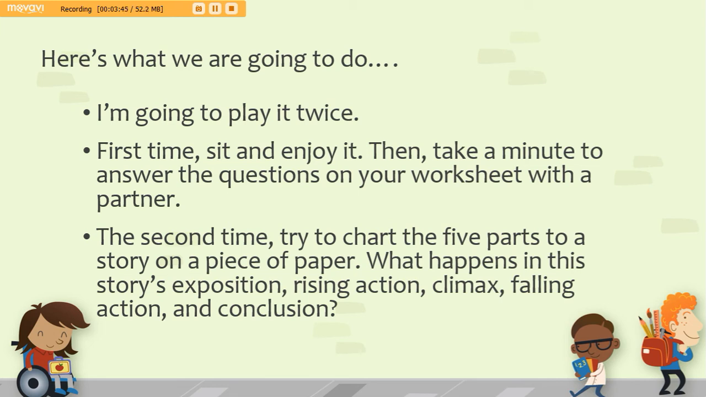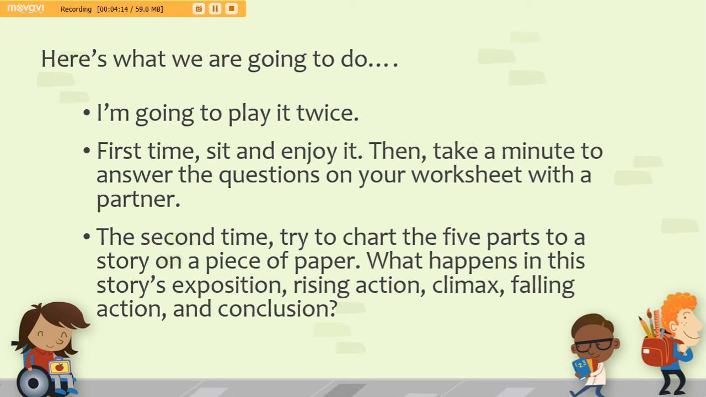And the second time I play it, I want you to try and chart the 5 parts to a story on a piece of paper. I want you to tell me what happens in the story's exposition, rising action, climax, falling action, and conclusion. I know this can get a little tricky because we're not reading this story, we are watching it, but you should still be able to differentiate what the difference between an exposition, a rising action, a climax, a falling action, and a conclusion are. I want you to do your best with it.